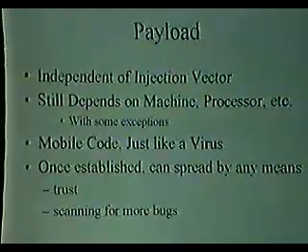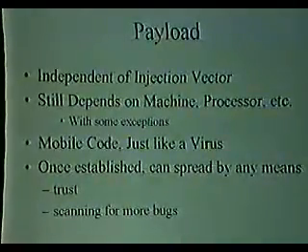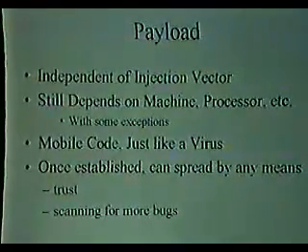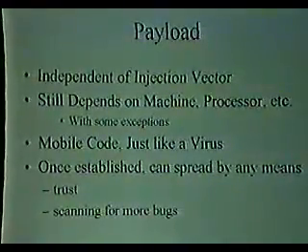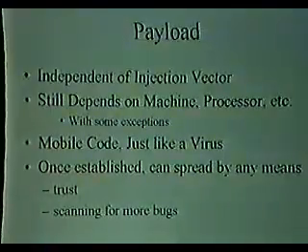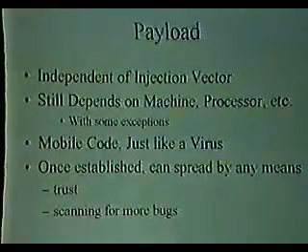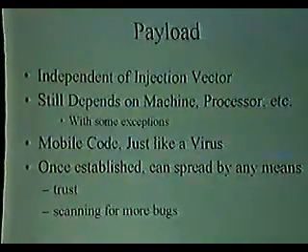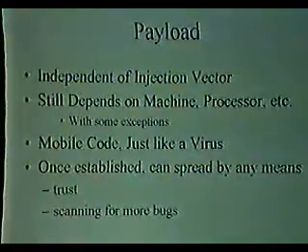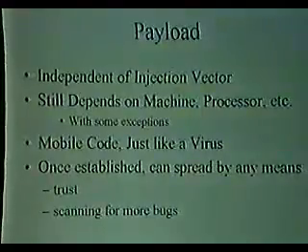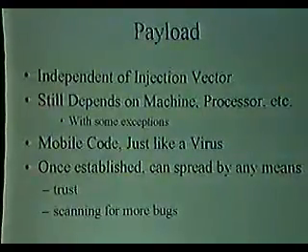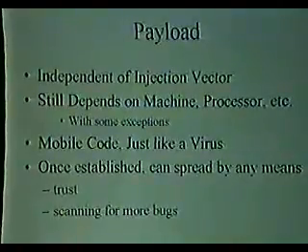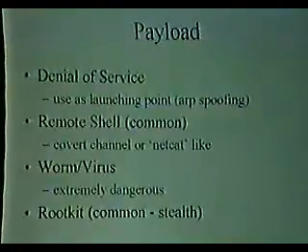Think of it like a virus. Just think payload, think virus. It's almost the same thing. Once it's established, it can spread by any means. Trust relationships obviously are the easiest, and then another one is scanning for more bugs. There are worms on the internet now that are crawling all over the place using buffer overflows. We don't hear about it very often, but if you read CERT, you'll see that the ADM worm has been rooting machines for almost a year now, and it's amazing. It's the same BIND vulnerability, and it's been around forever. And you know, you see that. So there is evidence of this occurring.